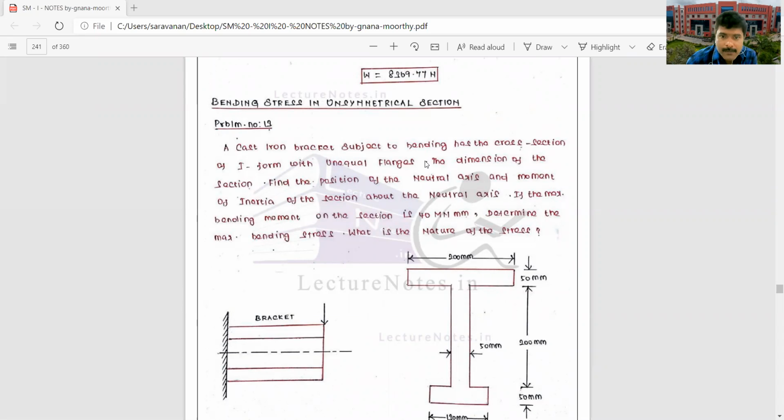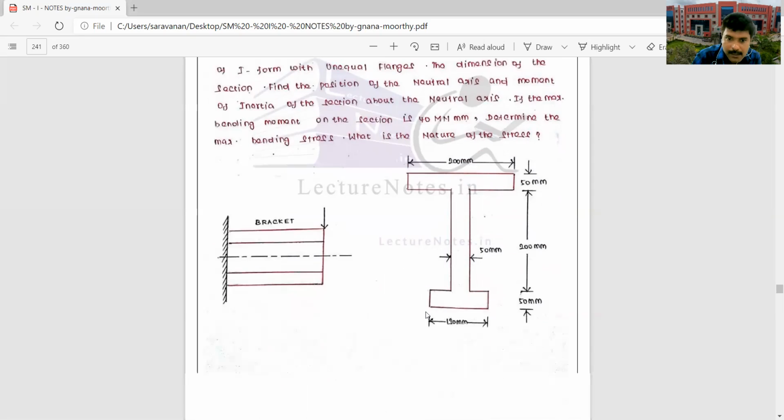A cast iron bracket subjected to bending has a cross section of I form with unequal flanges. The dimensions of the section are given in the problem. Find the position of the neutral axis and the moment of inertia of the section about the neutral axis. If the maximum bending moment on the section is M = 40 MN mm, determine the maximum bending stress. And what is the nature of the stresses they asked.